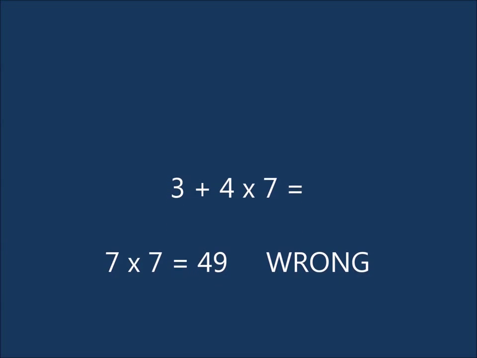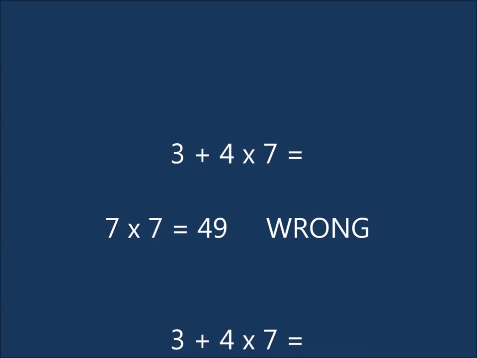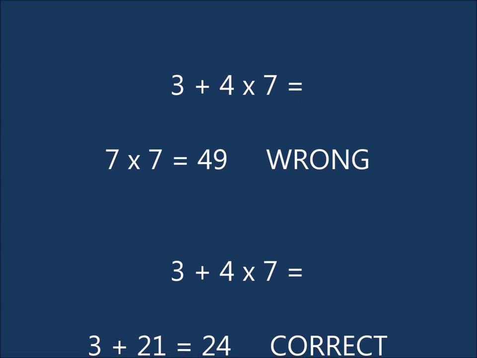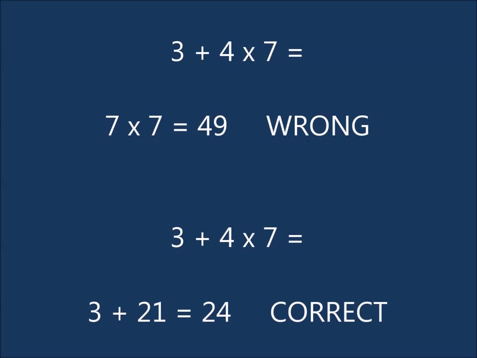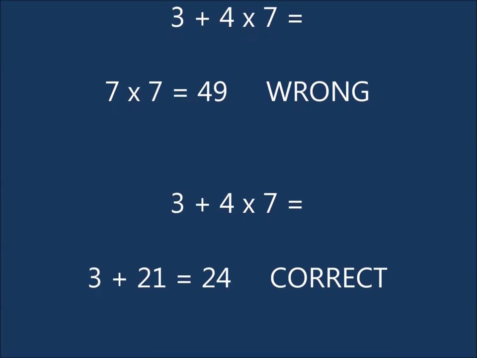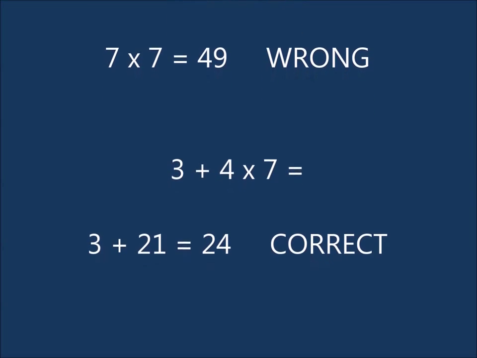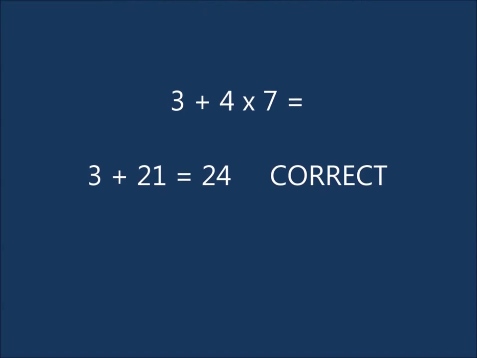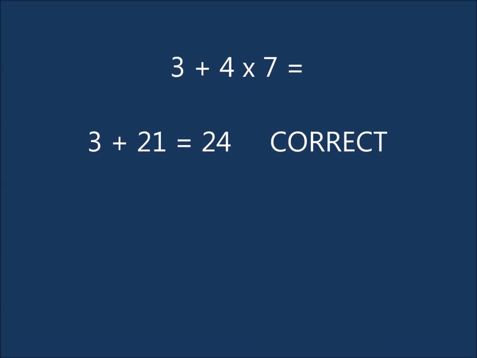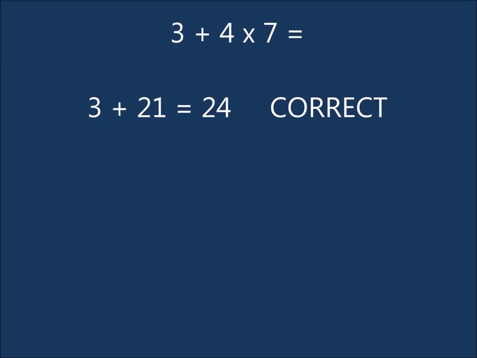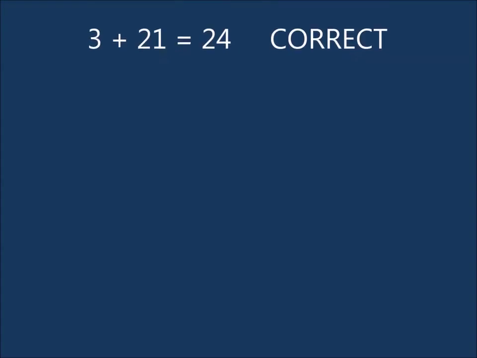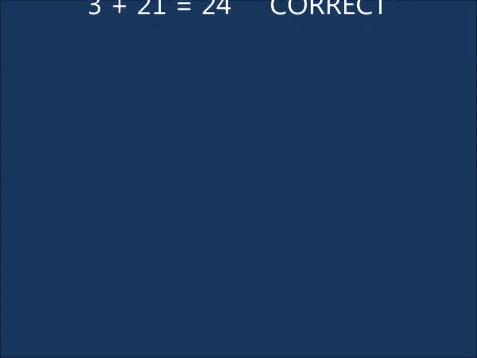Okay, now again we have our original problem. We have 3 plus 4 times 7. Now if we remember our order of operations, we can calculate. So then we'll have the 4 times 7, because we're going to want to multiply or divide first. So then that will give us 28. Then we'll have 3 plus 28 equals 31, and there we have our correct answer. Okay, I hope that makes it a little easier for you to remember.